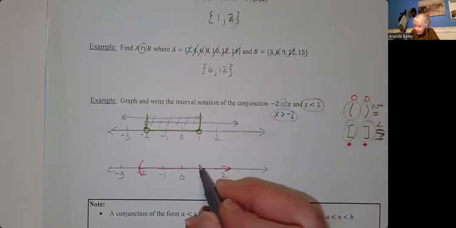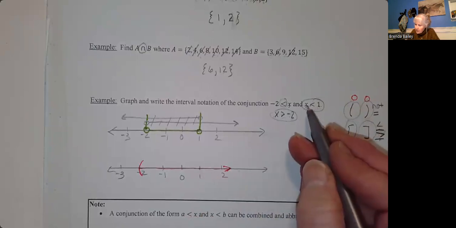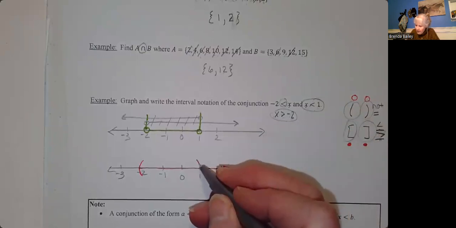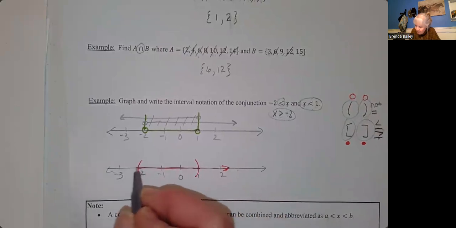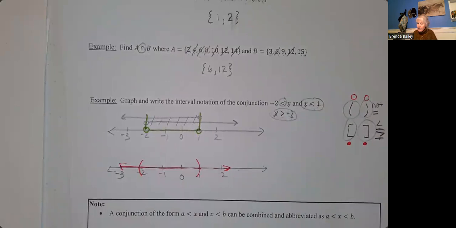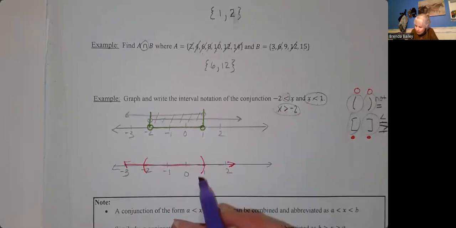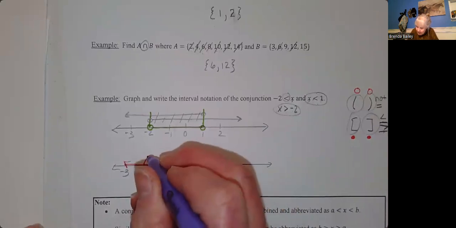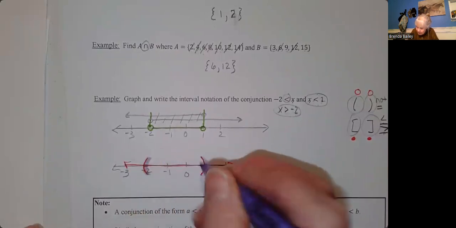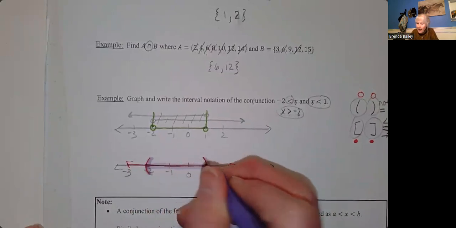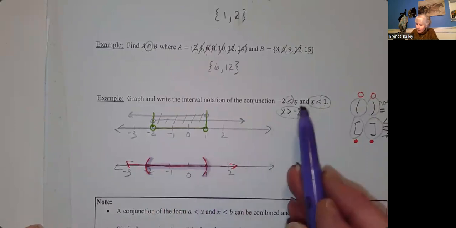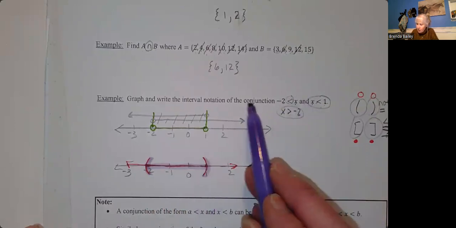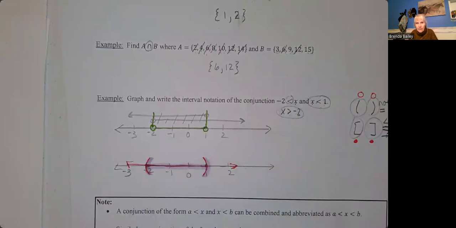Now here we have a parentheses. Our x's are smaller, so they're going to be heading in that direction. And we want x's less than 1. Now, where are these both graphed? Both of these are graphed. You went greater and less than. This section right here is what they have in common. Both of these graphs have in common. And it's a conjunction, so we wanted what's in common.